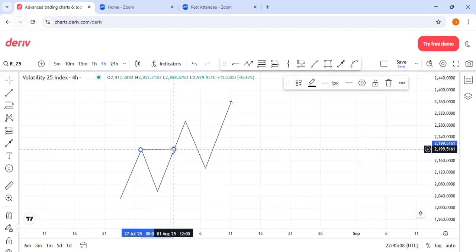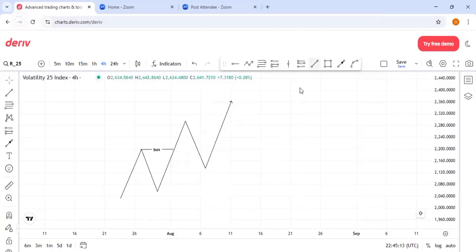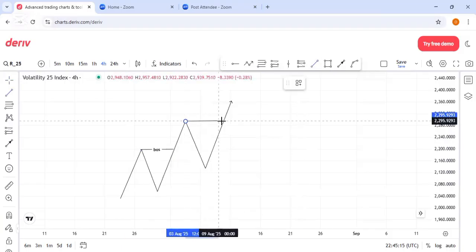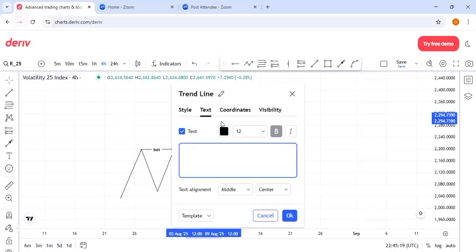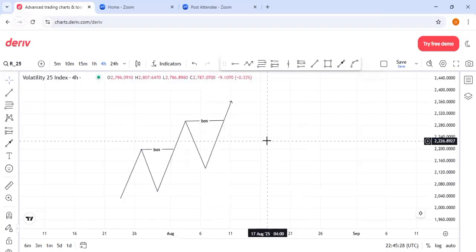This is a BOS right here. BOS. And what you need to pay attention to on the higher time frame that you are using is the most recent break of structure. This is where price is currently, and this is the break. So that is what you need to pay attention to.